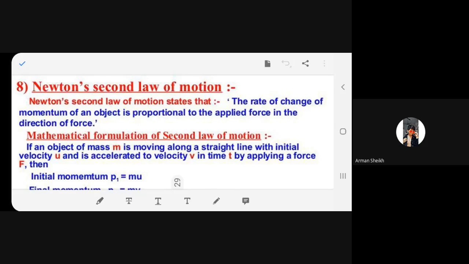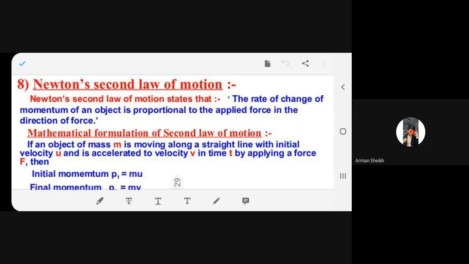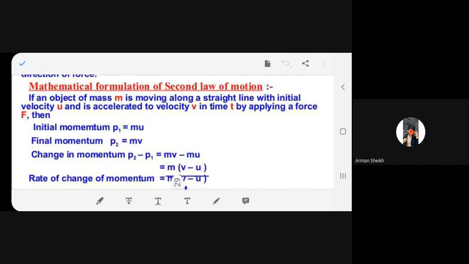Newton's second law of motion. Newton's second law of motion states that the rate of change of momentum of an object is proportional to the applied force in the direction of force. So what are we talking about? We are talking about direction and the application of force, both. So what it says, the rate of change of momentum is proportional to the force and the direction of the force, right? Yes? Now we will see the mathematical formulation of second law of motion.